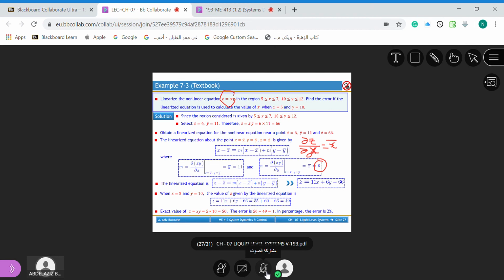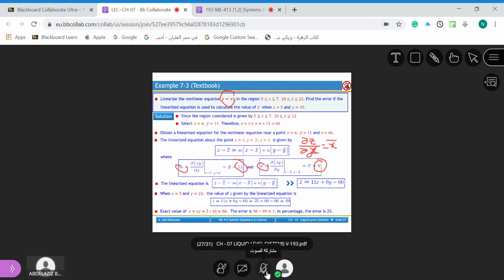So m is equal to 6 and n is equal to 11. Now we substitute in our equation here: Z minus z bar is equal to m(x minus x bar) plus n(y minus y bar). So we can write it now.